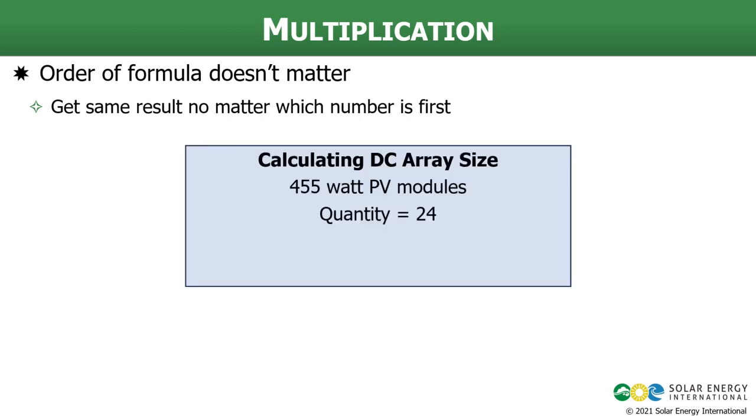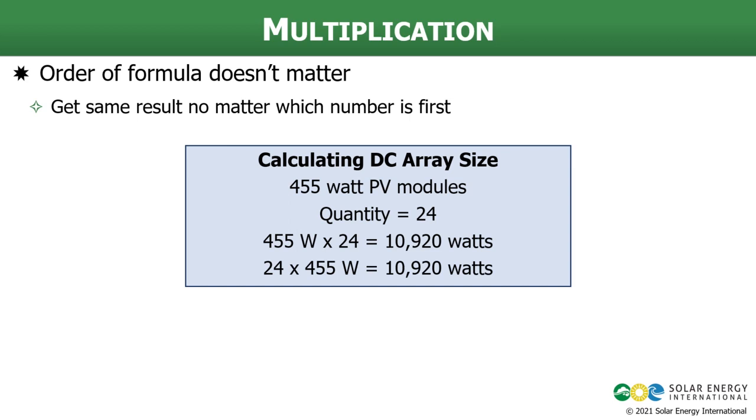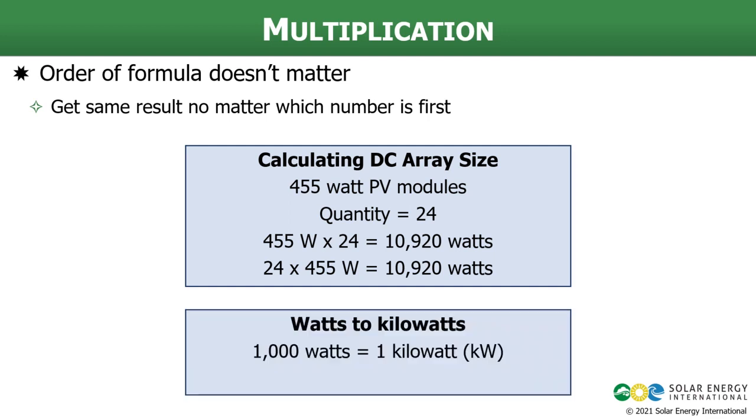So here's an example. We're going to calculate the DC array size. We are using 455 watt modules. There are 24 of them. If we multiply 455 by 24, we get 10,920 watts. Now if we reverse that and multiply 24 by 455 watts, we get the same thing, 10,920 watts. So pretty simple, straightforward, easy multiplication. Doesn't matter which order you do it in, you'll get the same result either way.